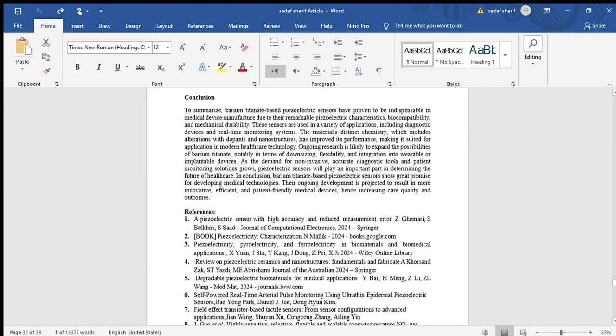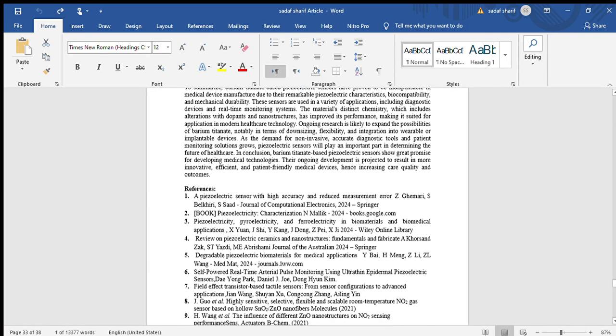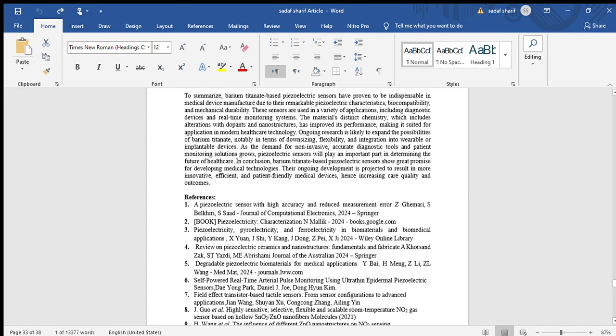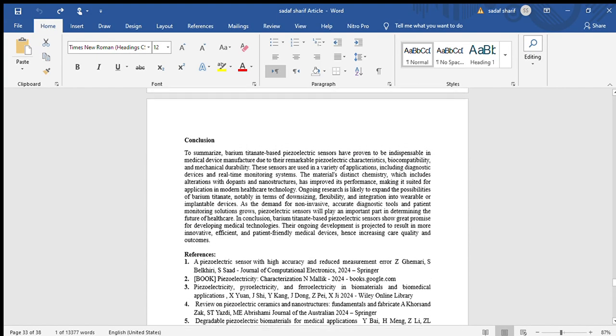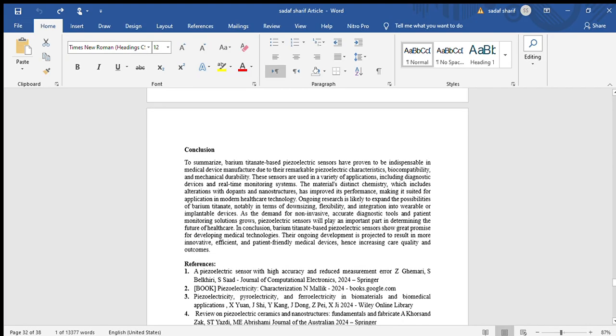So, now we will conclude all the topics. To summarize, barium titanate based piezoelectric sensors have proven to be indispensable in medical device manufacturing due to their remarkable piezoelectric characteristics, biocompatibility and mechanical durability. The sensors are used in a variety of applications including diagnostic devices and real-time monitoring systems.